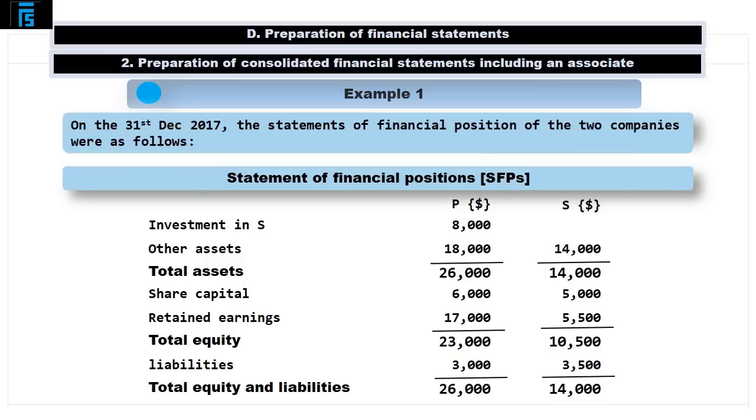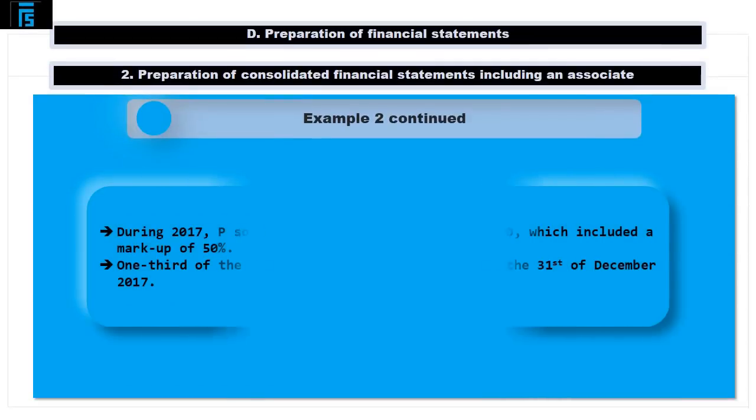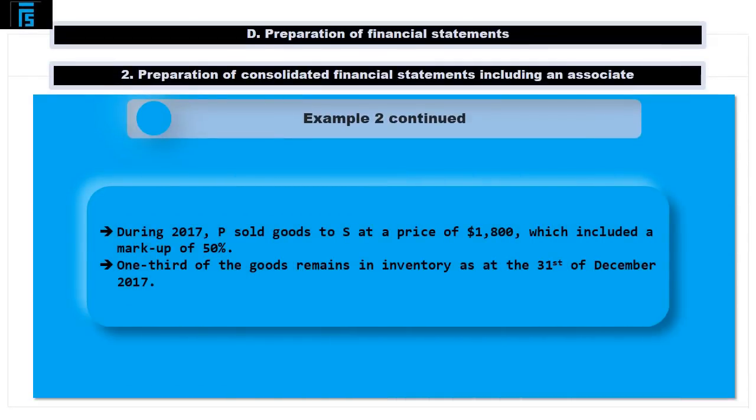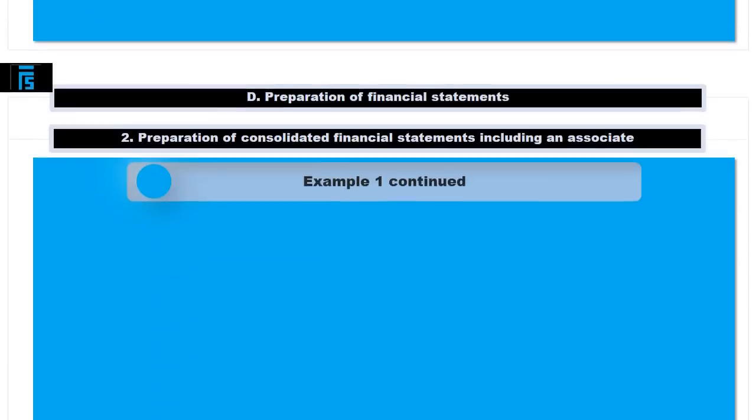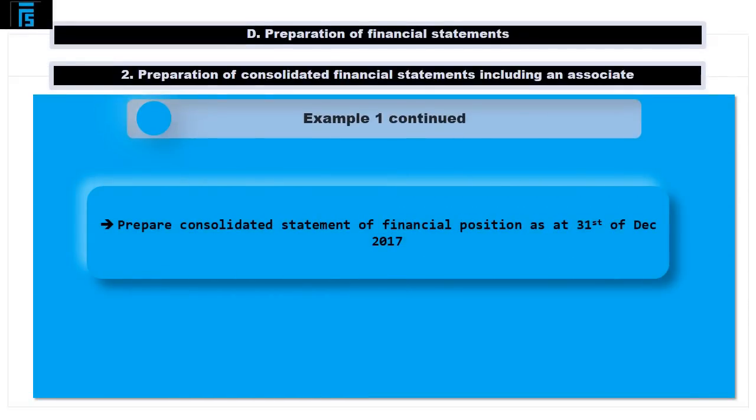We are also told that over the course of 2017, P sold goods to S at a price of €1,800, which included a markup of 50%. 1/3 of the goods remains in inventory as at the 31st of December 2017. And our job is to prepare a consolidated statement of financial position as at the 31st of December.